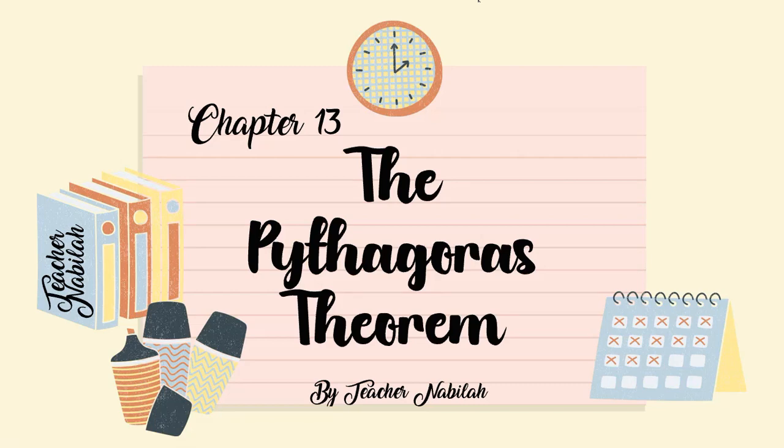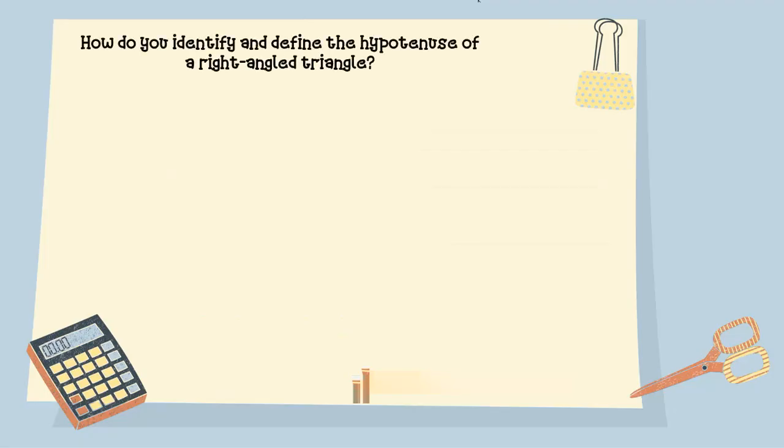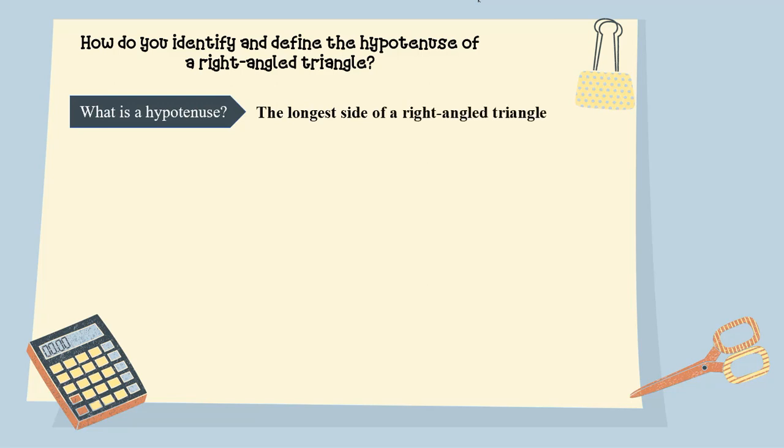I am teacher Nabila and today I'm going to teach you chapter 13 in Mathematics Form 1 KSSM, the Pythagoras Theorem. So first we want to look at how do you identify and define the hypotenuse of a right angle triangle. But the first thing you have to know is what is the hypotenuse? Hypotenuse is the longest side of a right angle triangle.